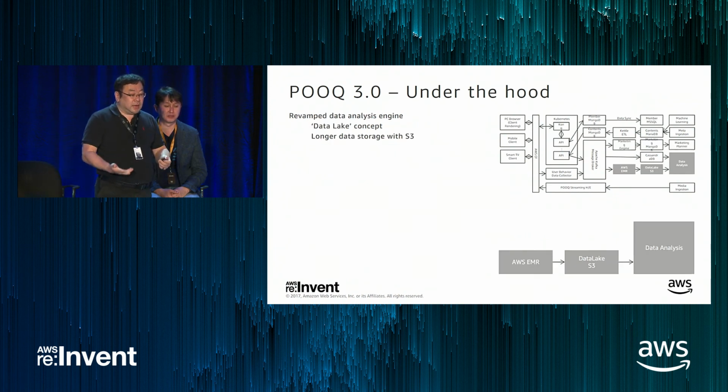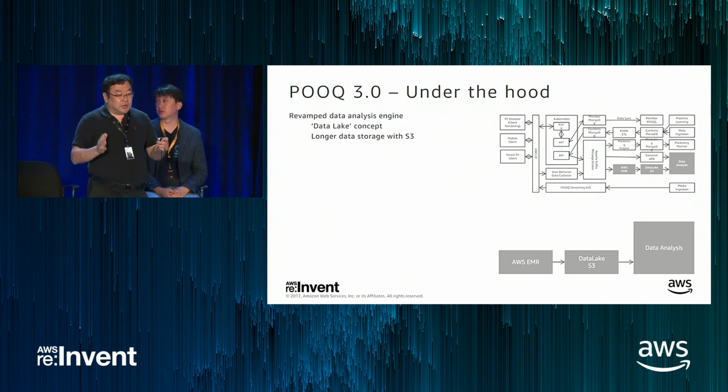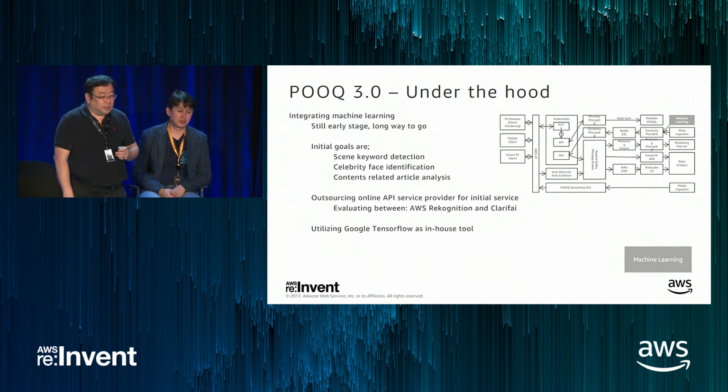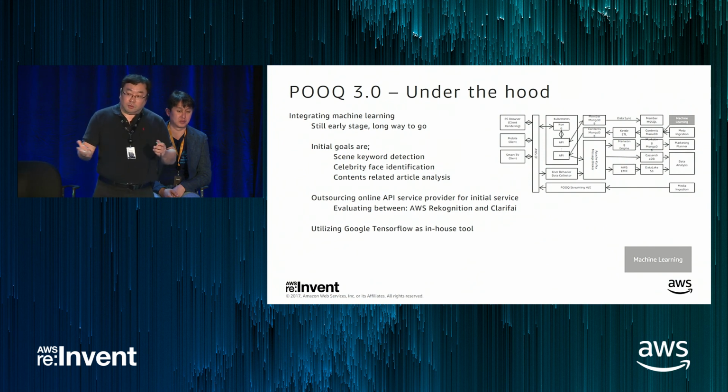And the data analysis engine, we started using the data lake concept, which means that we are storing everything with S3. Actually, what we are doing is we started using AWS EMR, and we are storing the data in Hive form on top of S3 so that we can have up to 2-year retention. Initially, that was not possible because of price problems and budget problems. Now we can.